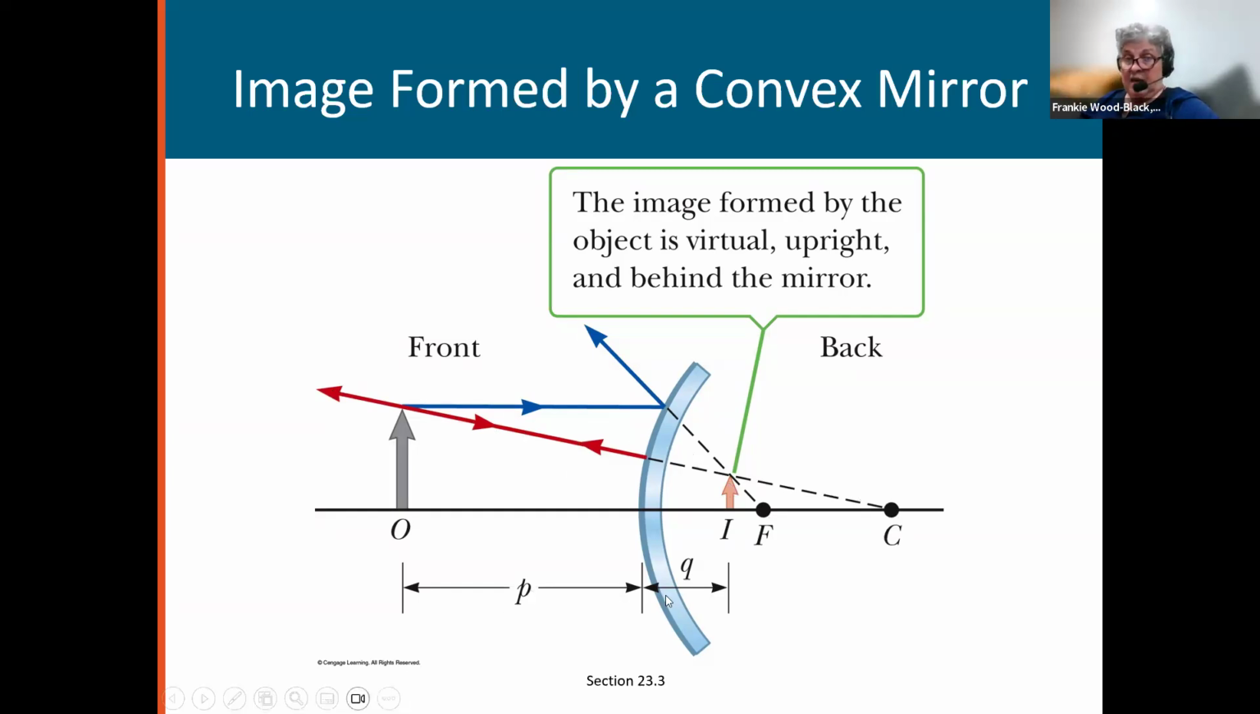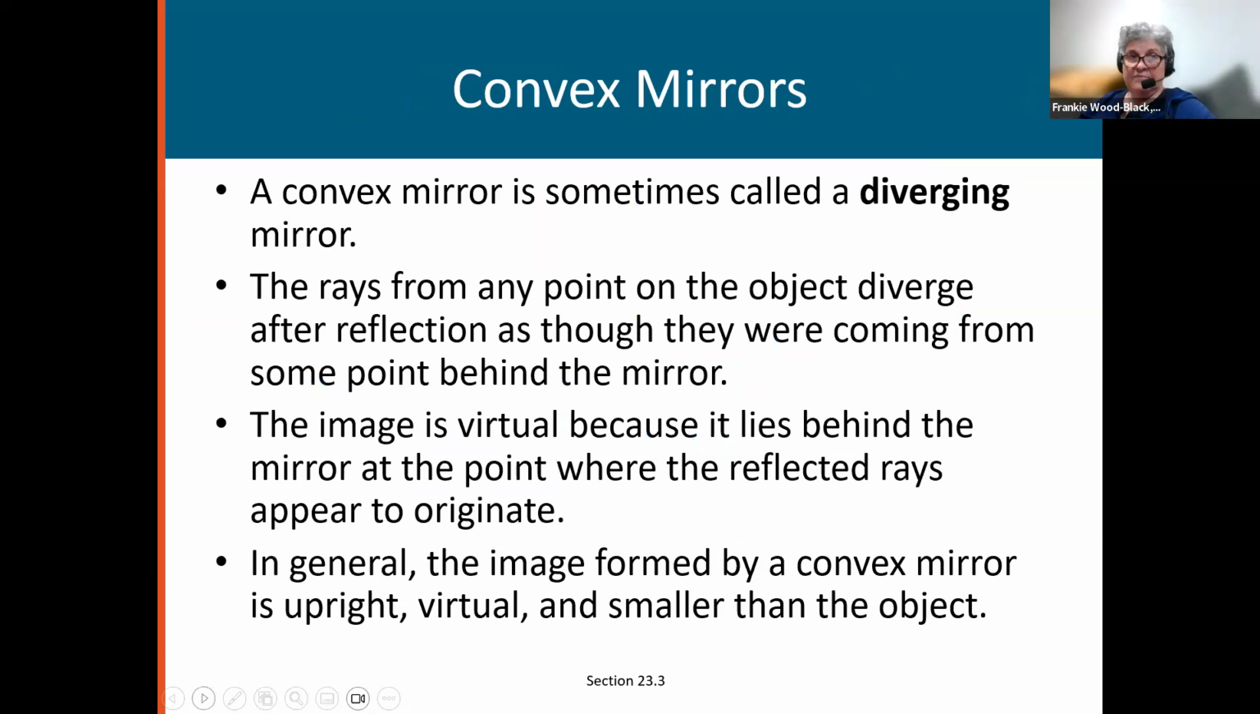I still have a P, I still have a Q. This is behind the mirrored surface. So if I put a piece of paper there, that piece of paper will not actually have light on it. So this is going to be a virtual image. And it turns out that it's upright, so that you can actually utilize that.